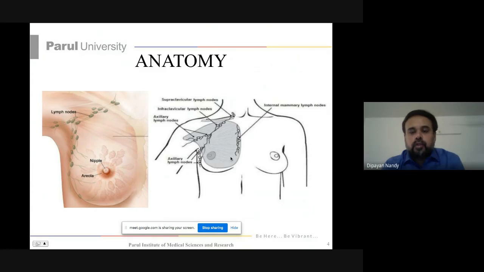Another very important group of lymph nodes are the internal mammary or the internal thoracic lymph nodes. If you recall from your anatomy, the internal mammary artery, or internal thoracic artery, runs along the lateral border of the sternum. It gives various branches to the breast and is one of the major blood supplies of the breast tissue. Along this artery, there are multiple lymph nodes which are called the internal mammary lymph nodes.